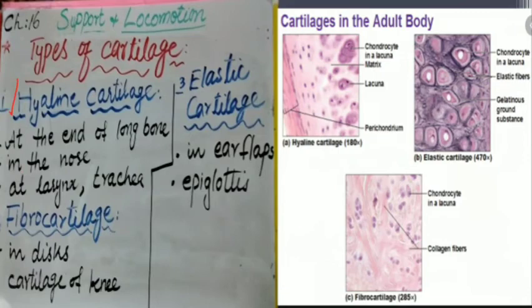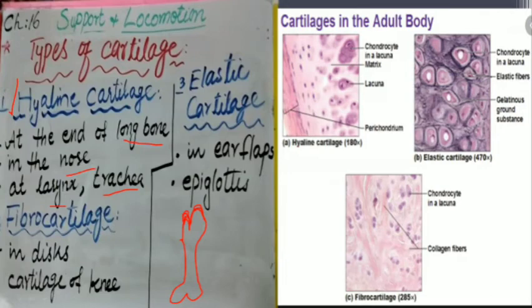Hyaline cartilage is present at the end of long bones, in the nose, at the larynx, and at the trachea. In the C rings of the trachea, this whole trachea is made up of what? Hyaline cartilage. And if you see at the end of these long bones, we have discussed the structure before. Here, cartilage is present, as well as in the larynx, and it is also present in the nose.